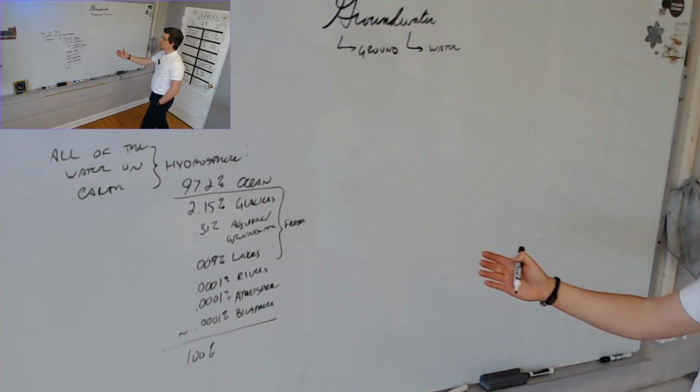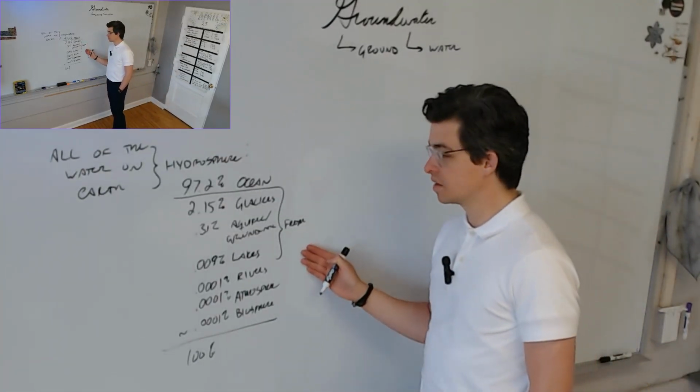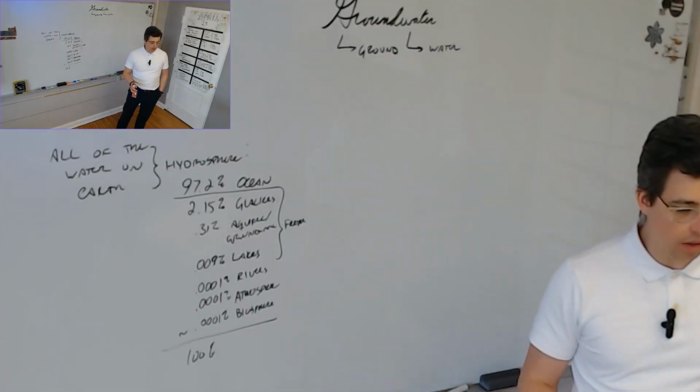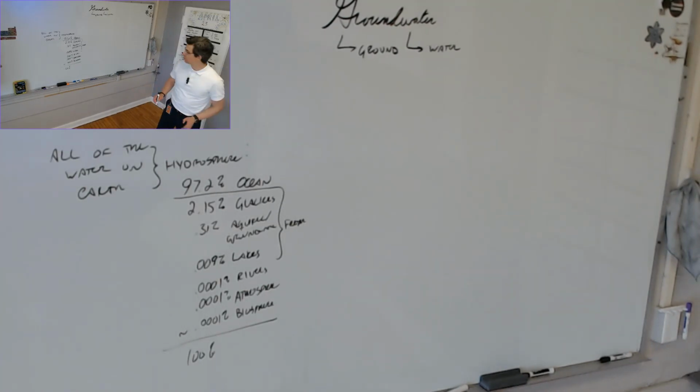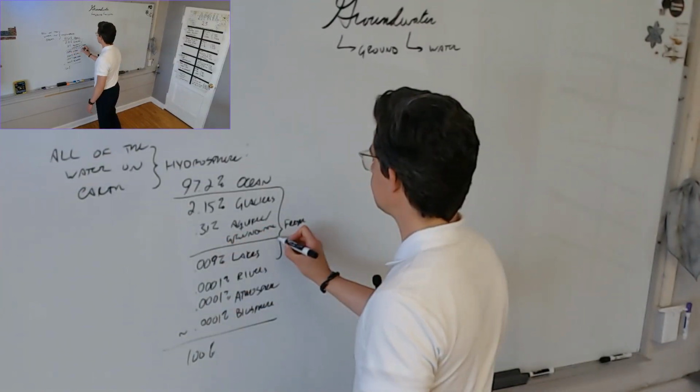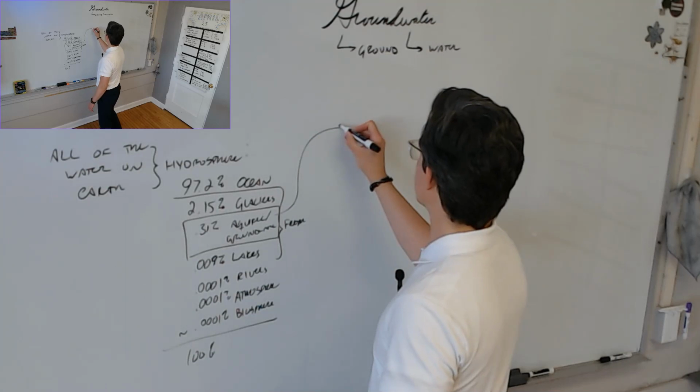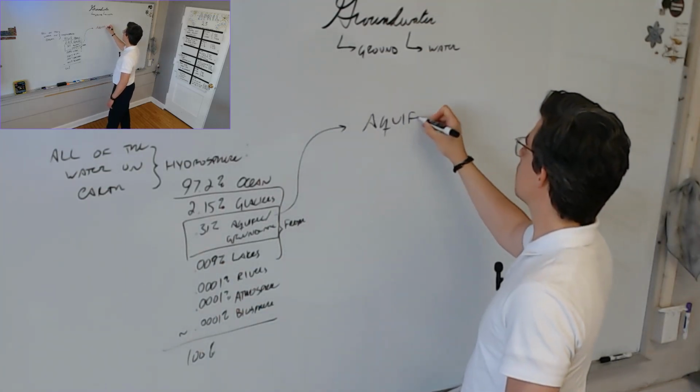So the hydrosphere takes the form of these many different things, but it's all water. It's all the water on Earth's surface. And today we're going to focus on this one. I'm really glad you used this word already, Peyton. Aquifer. Let's break this word down.